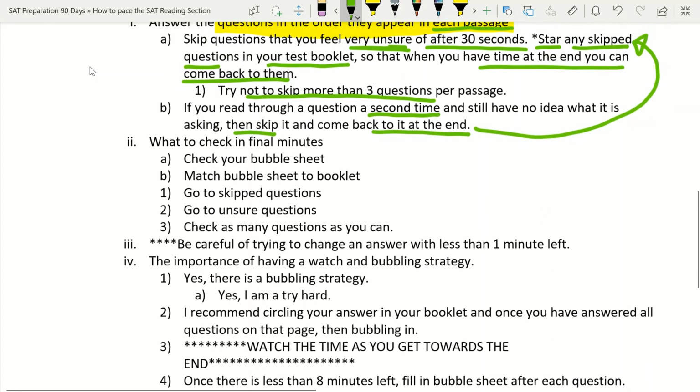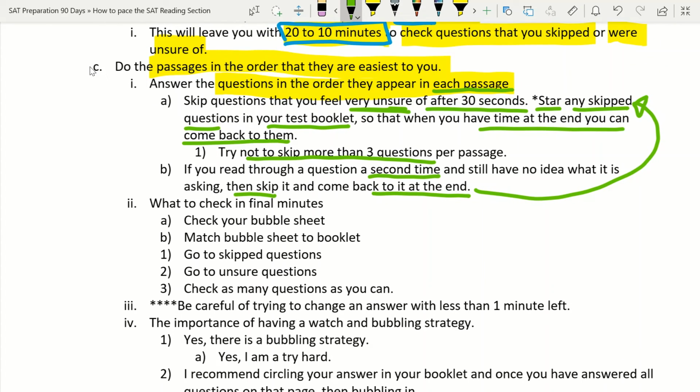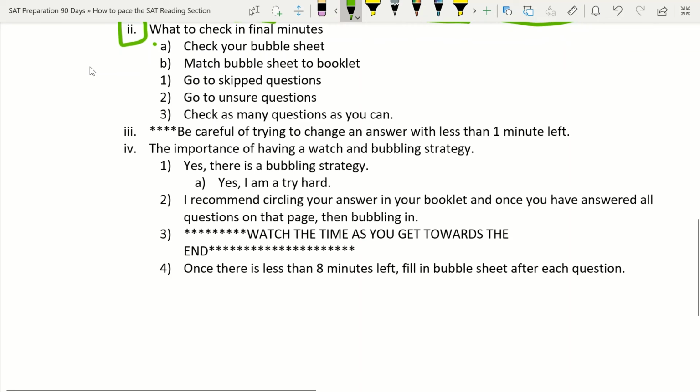Okay, so now let's say that you've gone through your first pass, you have 20 minutes left or 15 minutes left or 10 minutes left. Okay, what do you want to check in those final minutes? The first thing I recommend doing, and in order to explain this too right here, I actually need to go down and explain something as far as how to save some time.